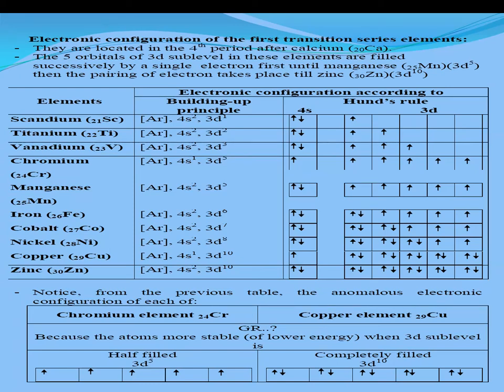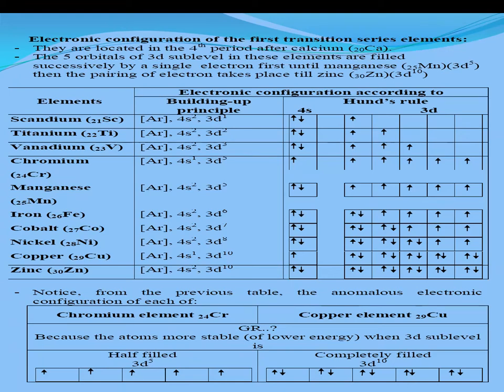Chromium, Argon 18 4s2 3d4. We have the stable state of any element when its outermost energy sublevel is half filled, completely filled, or empty. If we notice, we have 4s2 3d4. If we transfer an electron from 4s to 3d, the electronic configuration will be 4s1 3d5. 4s is half filled, 3d is half filled, so this is a stable state for chromium.